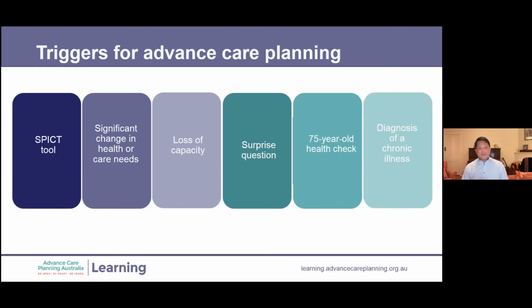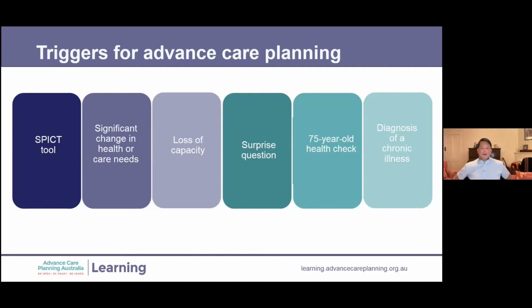Other things are a significant change in health or healthcare needs, and that's pretty obvious. Loss of capacity. The problem with loss of capacity is you want to do this before they lose total decision-making capacity, because that's when you want to know what the patient wants. The surprise question is, would you be surprised if this person died in the next, say, 6 months? Or flip it around: would you be surprised if this person was alive in the next 12 months? These are questions to ask yourself.